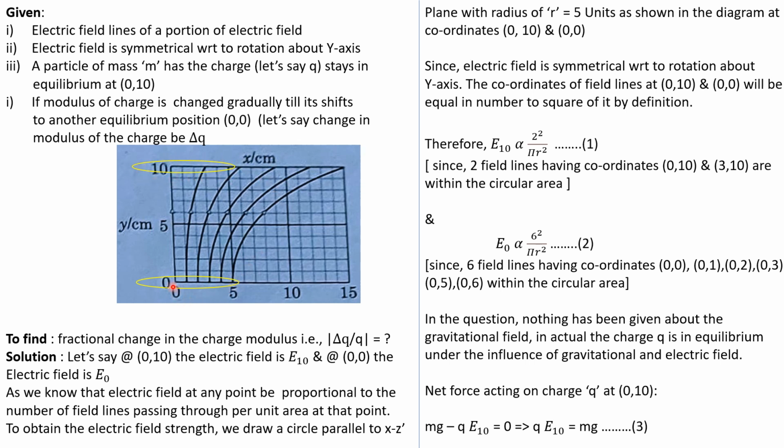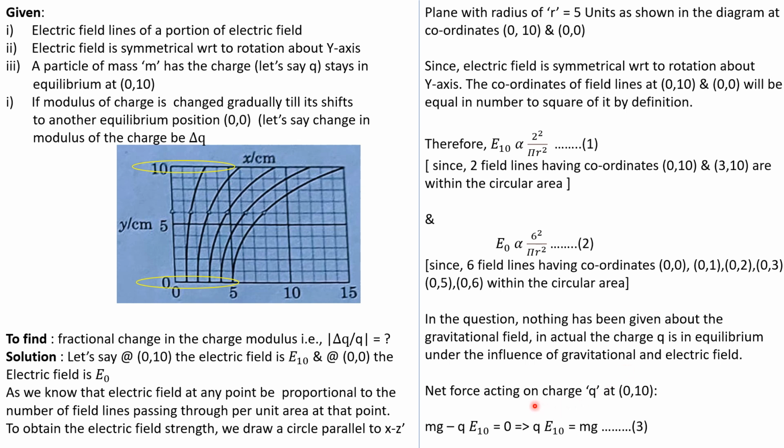The same way, if we see how many coordinates are there for the field lines, 1, 2, 3, 4, 5 and 6, and by the definition of symmetry of rotation about y-axis, we know that the number of field lines will be 6 square, that is 36, and these coordinates are nothing but the electric field lines emanating. So E field at 0, 0, E naught, is proportional to 6 square by pi r square. So these two expressions we have obtained.